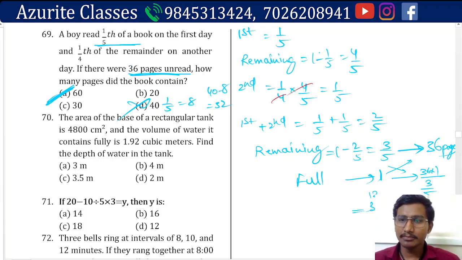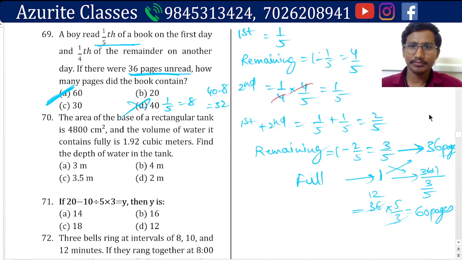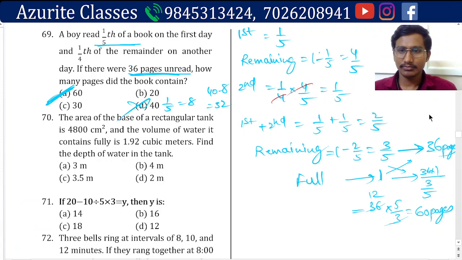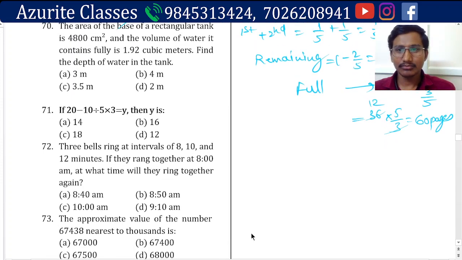Okay, now got it? I hope you are able to see that, right? So that was not visible, right? Okay, fine. So now let us go to the next question here. Okay, so what is the next question? 70 question, right?